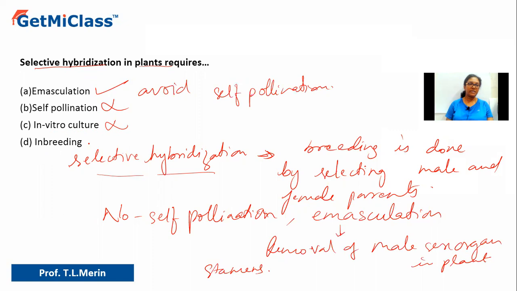Then option D says inbreeding. Inbreeding, again, is a type of self-pollination only, where the same plant will undergo self-pollination, and that is what is called inbreeding, where there is no variation. The same genetic makeup is continued in the offspring, which may cause problems later, because that may bring about homozygosity, that may bring about loss of reproductivity. So this is not selective hybridization. Inbreeding is within the breed, within the same variety. Hence it is ruled out.